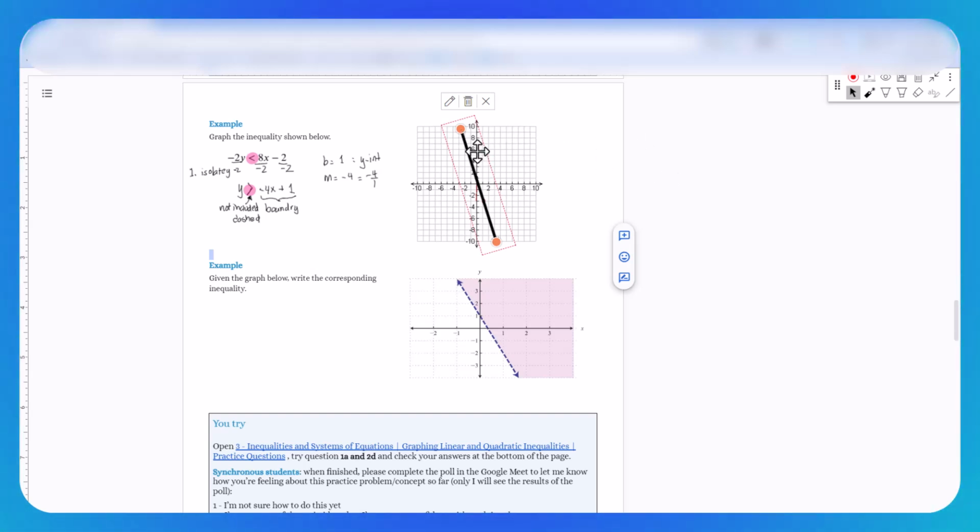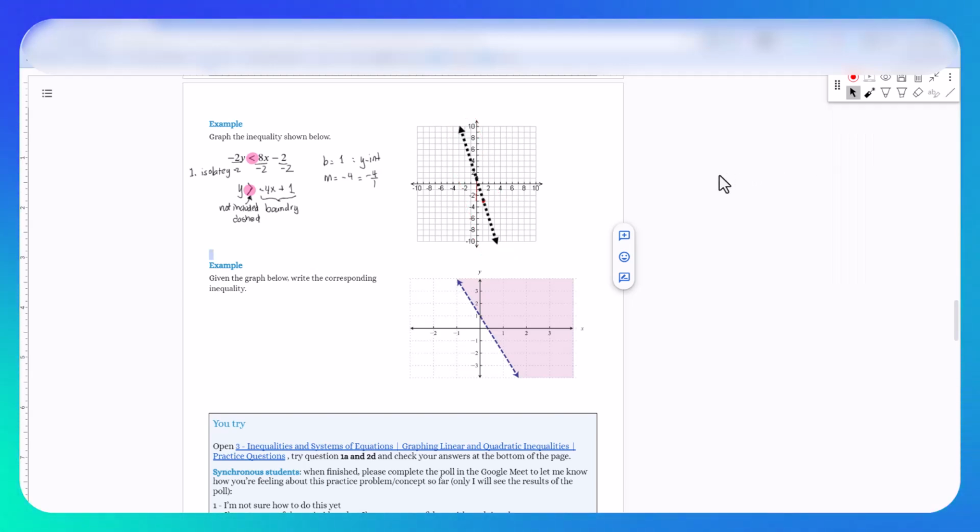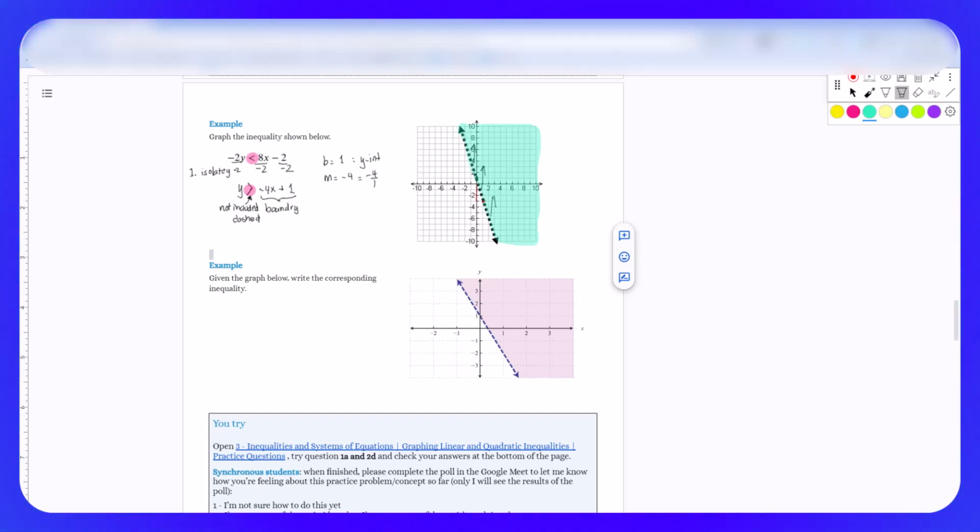But because it's not included, we're going to change this to a dashed line. This indicates that while the line is the boundary, all the solutions can be as close to it as they like, but can't equal it, just like our inequality says here. Now we see that y is greater than the boundary, so that means we have to shade above the line. So we have to shade up. So let's go ahead and do that. And there you go.